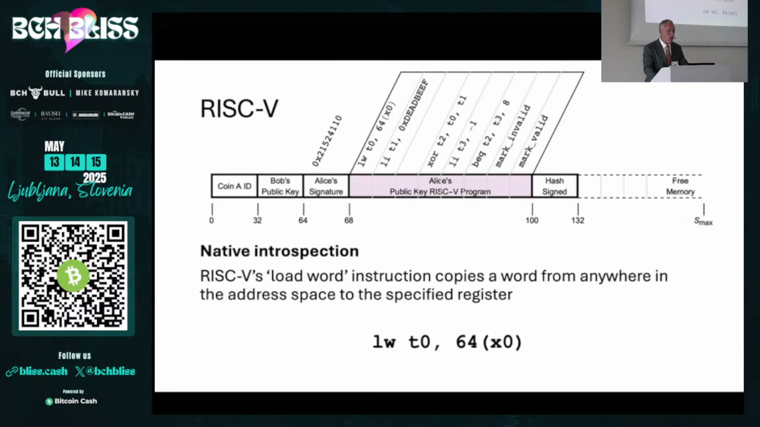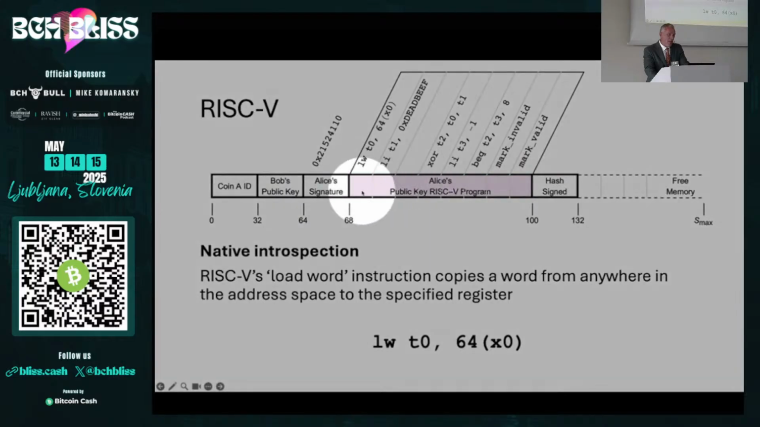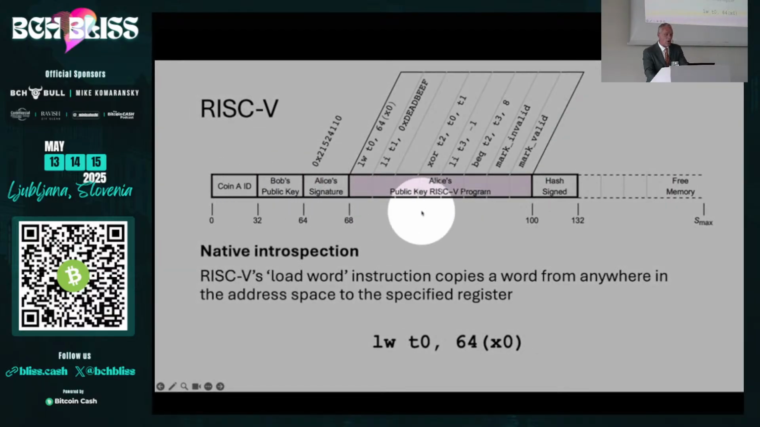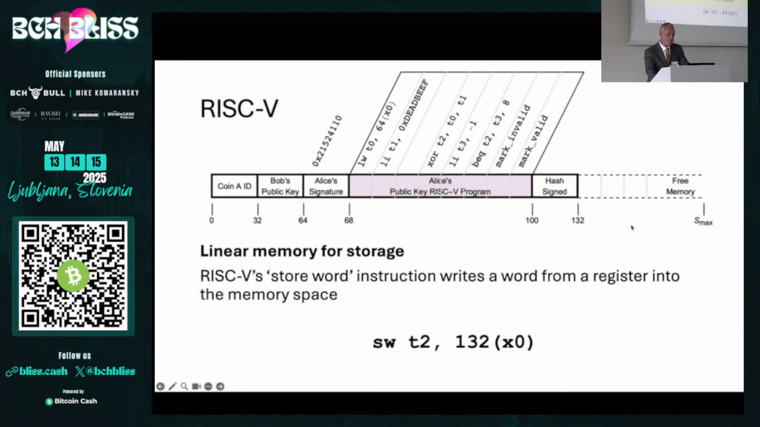Okay, there's some cool things you get automatically. For instance, you get native transaction introspection. So RISC-V's load word instruction copies a word from anywhere in the address space to the specified register. So I was doing transaction introspection right here. I loaded the signature into my machine's memory. So I can load any word from anywhere here into memory.